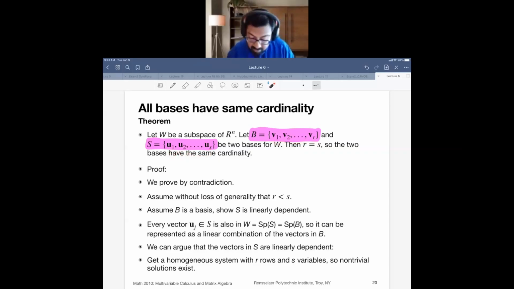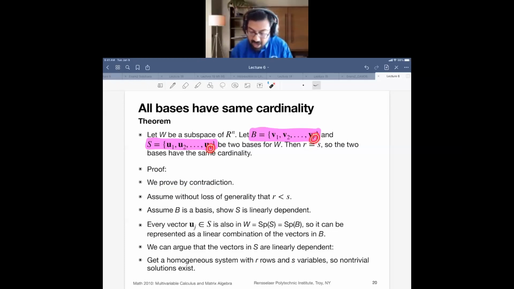Now, what we want to prove is R equals S, right? For it to have the same cardinality, same dimension, we have to prove that R equals S, so that the two bases are going to have the same cardinality. So you have a subspace W, and that subspace has a basis. We are actually defining two different bases with different number of vectors, which means different cardinality, different dimensions. What we are going to try to prove by contradiction is that no, they are not different sizes.